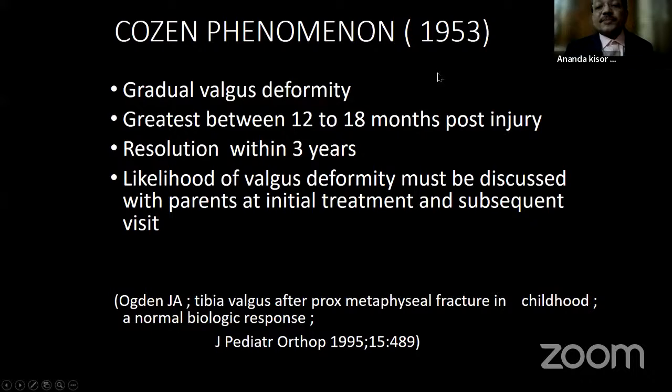So what is Cozen's phenomenon? Cozen's phenomenon was described by Ogden in 1953. There is a gradual flexion valgus deformity, which is greatest between 12 to 18 months post-injury. Resolution occurs usually within 3 years. The likelihood of the valgus deformity must be discussed with the parents at the initial treatment and subsequent visits.